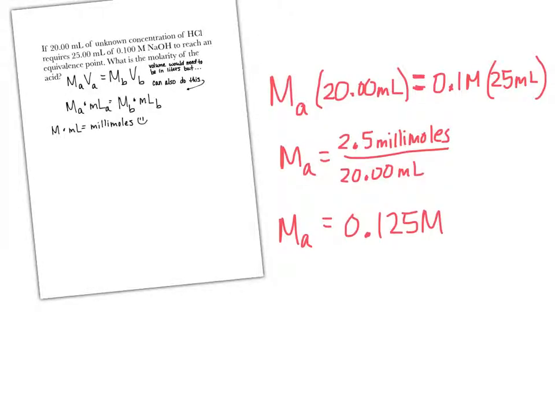So there we have it. If we plug in the volume of the acid, concentration of the base times the volume of the base in milliliters, we get 2.5 millimoles divided by 20 milliliters. So our concentration, or our molarity of our acid, is 0.125 molar.